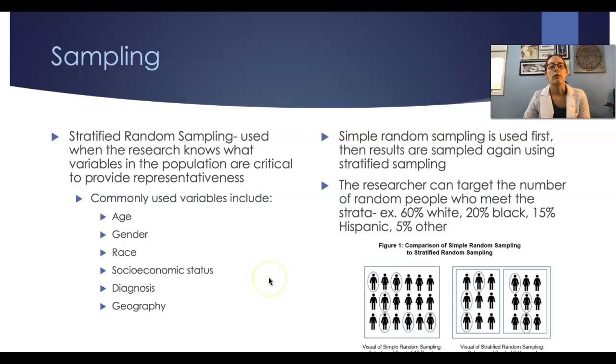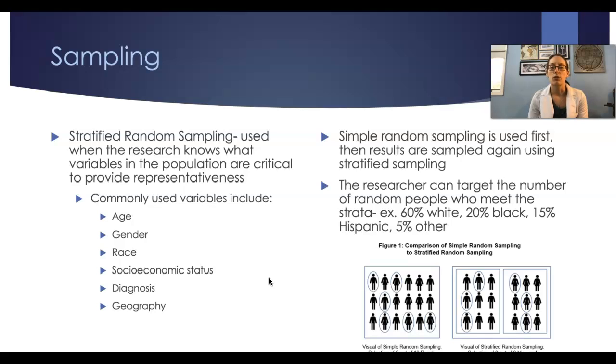We also use stratified random sampling, and that's used when the researcher knows what variables in the population are critical to provide a representation of the population. So a lot of that includes age, maybe gender, race, socioeconomic status, a diagnosis for us in the healthcare field. Geography sometimes is a big deal. So we use simple random sampling first, and then we sample again using a stratified sample.